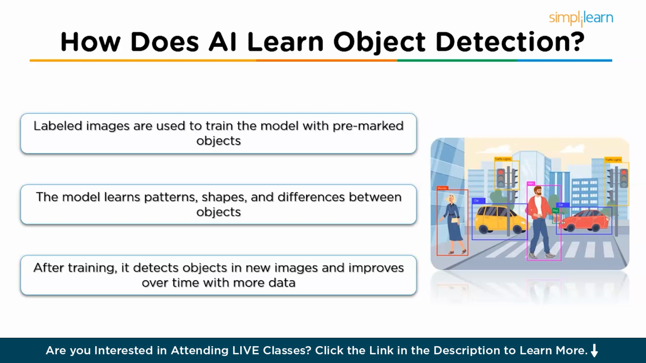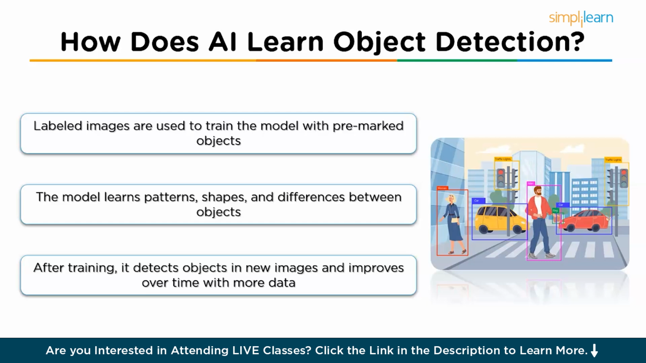After training, the model starts detecting objects in new images, and over time, it improves as it's fine-tuned with more data. For example, if you want an AI model to detect cats, you need to show it thousands of pictures of cats in different positions, lighting conditions, and angles. The more diverse the training data set, the more accurate the model becomes.